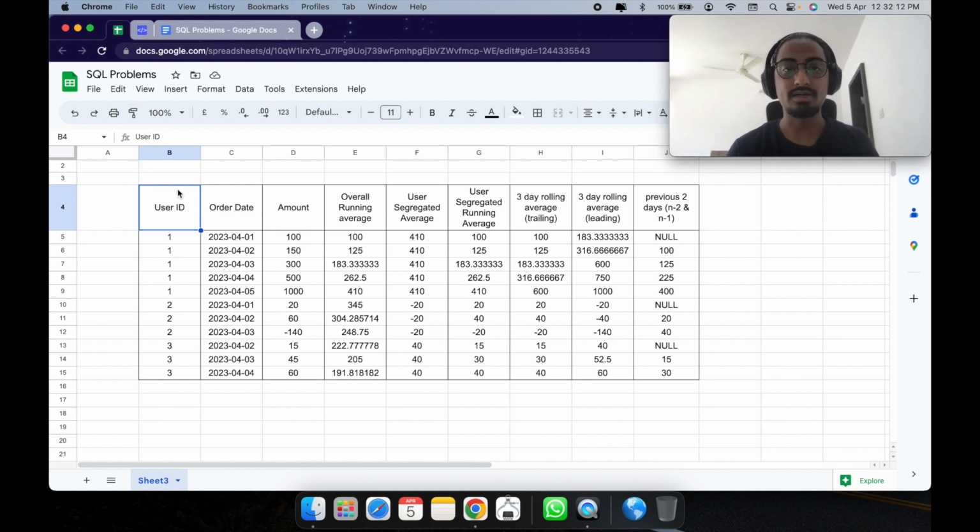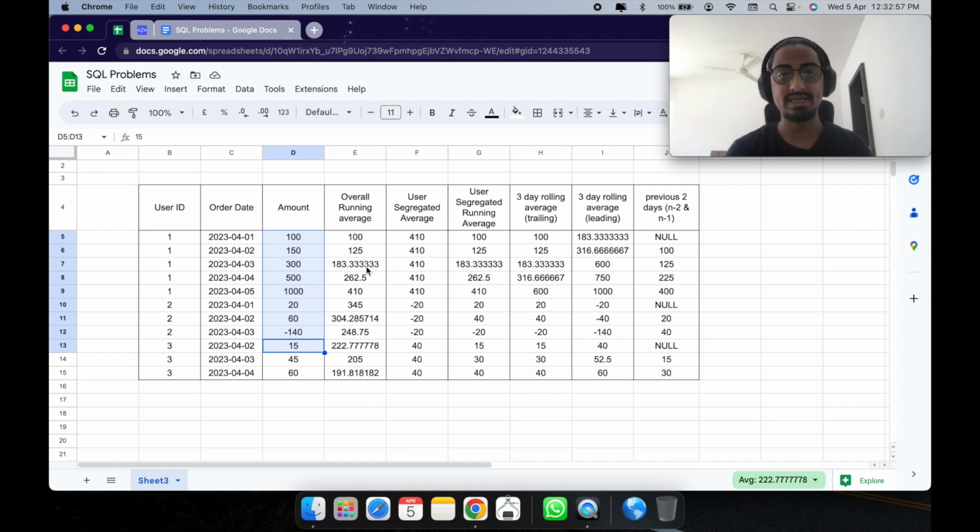The first one is the overall running average. This is simple. A running average is essentially the cumulative average, where the average shown is the average of the given row and the preceding rows. So for example, 183.33 here is the average of these three rows. If you see on the right corner, it says 183.33. Similarly, 410 here is the average of 1000 and the rest of the rows. And coming down here, it's 222. If you take the average of all of these, it's 222.77. So that's what the overall running average is.